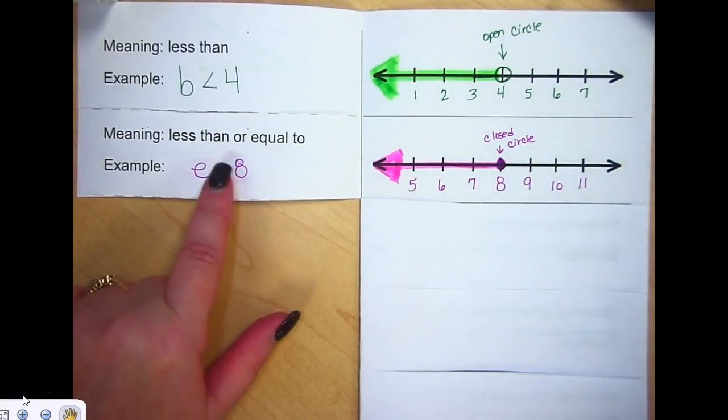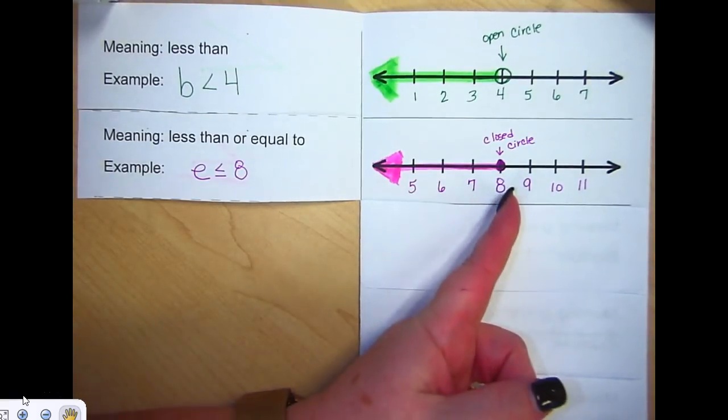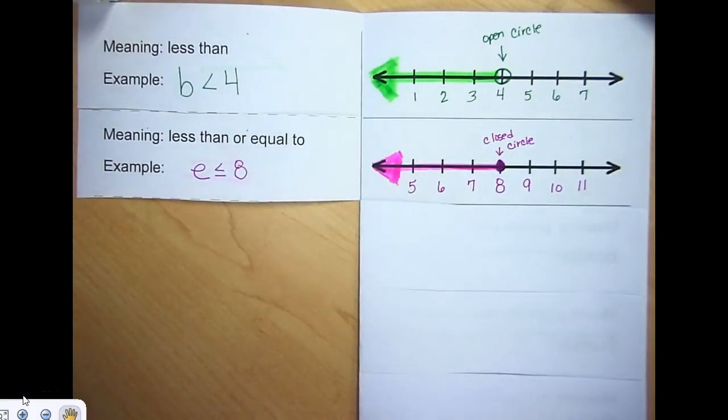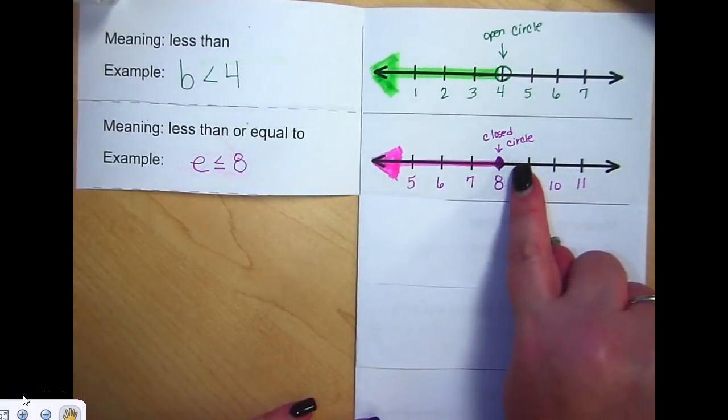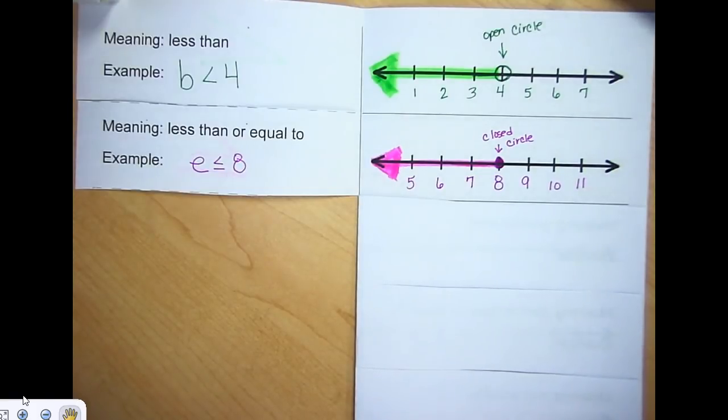So E can be any number less than or equal to 8. So it could be negative 1,000. It could be negative 1. It could be negative 1/2. It could be 2, 3, 4, 5, 6, 7. But it could also be 8. Could it be 8.5? No, 8.5 is sitting over here between 8 and 9. So it can't be any bigger than 8.0. Does that make sense? Okay.